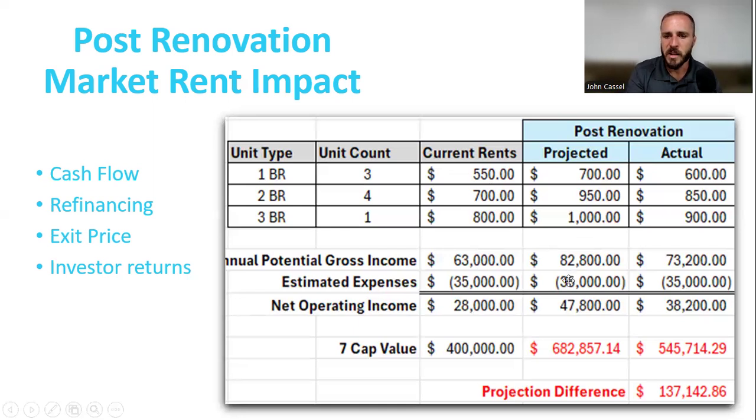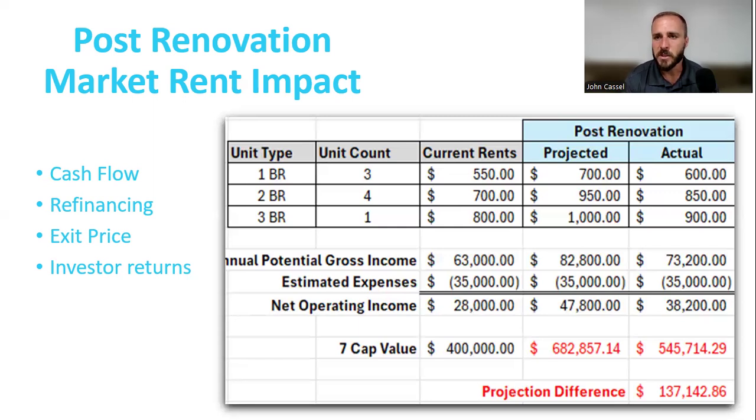So you can see the difference here for just a 7 cap property. This is a property that's viewed at a 7 cap rate. Currently, with the rents that are in place for this 8-unit property, it values at $400,000 at a 7 cap. You projected, doing your analysis, $47,800 in net operating income, and that would have put you at a price of $682,000, almost $683,000 for the value.